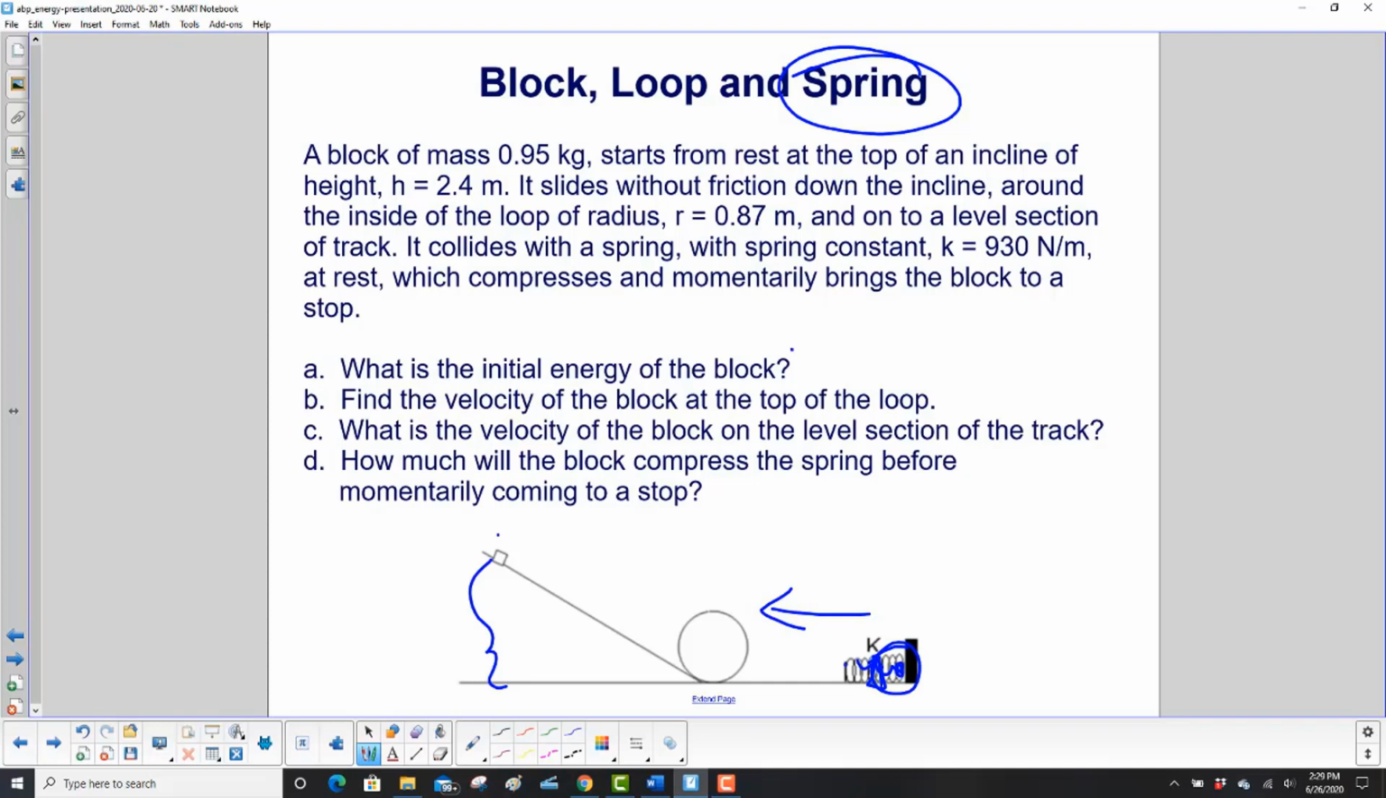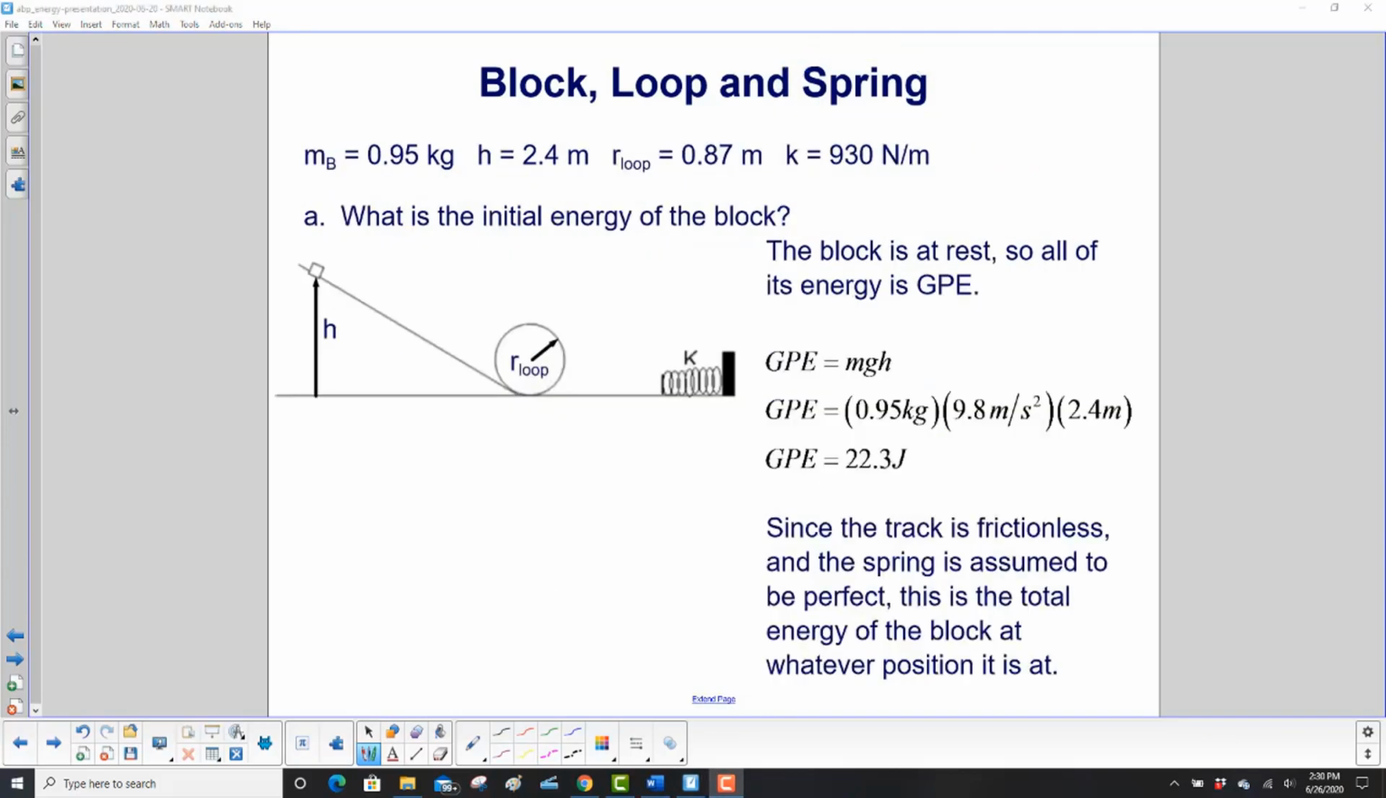So we want to find the initial energy of the block, the velocity of the block at the top of the loop again, that's good practice. Then the velocity of the block on the level section of track, that's over here. And how much will the block compress the spring before momentarily coming to a stop?